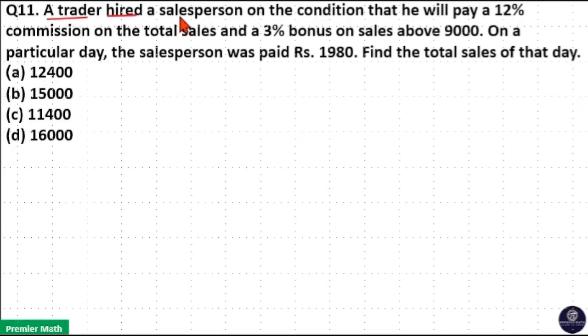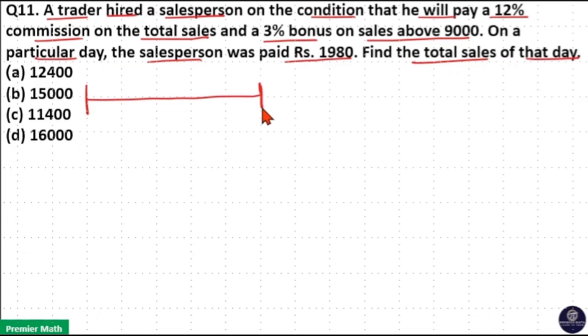A trader hired a salesperson on the condition that he will pay 12% commission on the total sales and 3% bonus on sales above 9,000. On a particular day, the salesperson was paid rupees 1,980. Find the total sales of that day. We can do this question in two methods. In the first method, let us split total sales into sales below 9,000 and sales above 9,000.